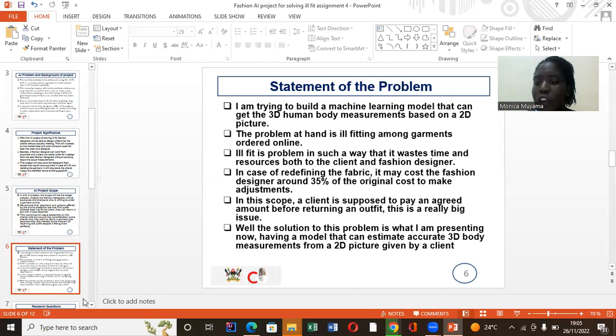And well, what are we going to do about this? We have a solution, and this is what we're trying to do. We're trying to present a solution to this problem by having a model that can estimate accurate 3D body measurements from a 2D picture. All a client has to do is send their full picture, and then we shall be able to get their measurements, and this will be accurate with an error of around 2%.